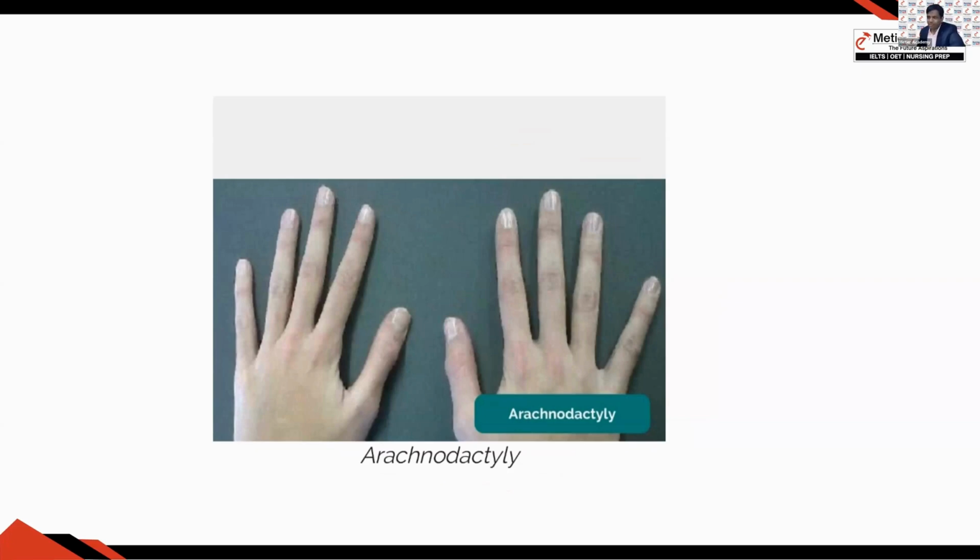Long fingers, now we see Marfan syndrome. Fingers are long. What is the finding you can tell? This is known as arachnodactyly. Some of the findings in the cardiovascular assessment, Marfan syndrome. They have long fingers. Long finger is arachnodactyly.